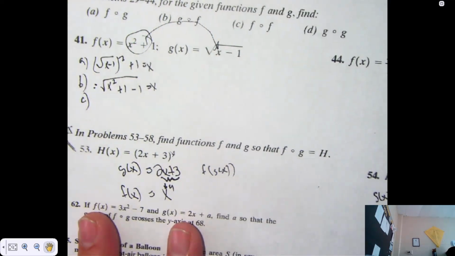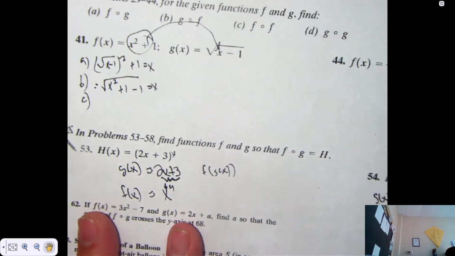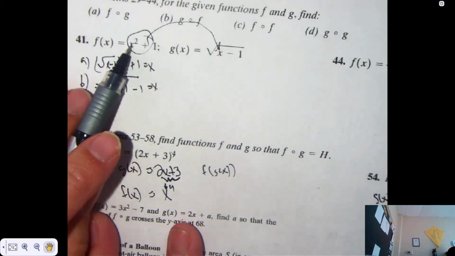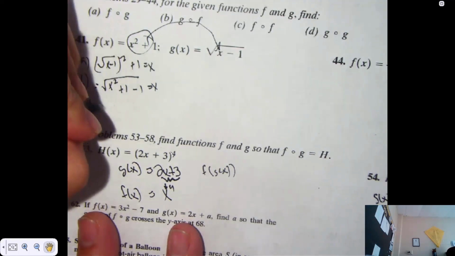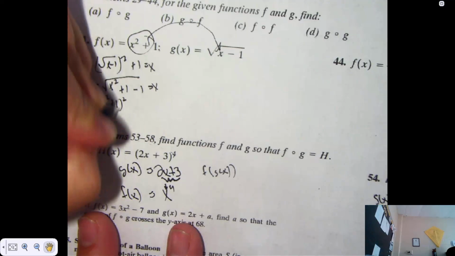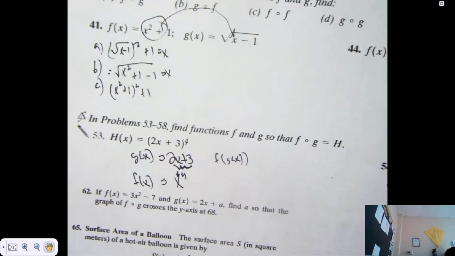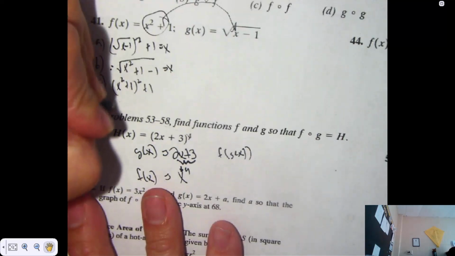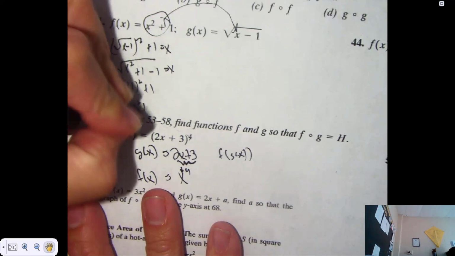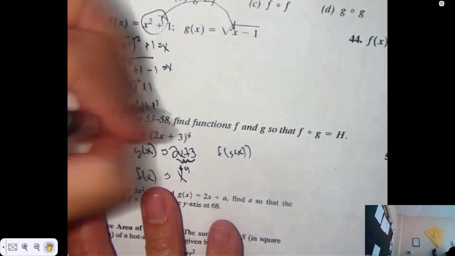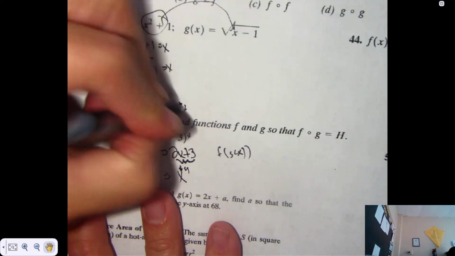C is f of f. That's actually one of the harder ones there is, because this x right here has to be replaced with x squared plus 1. So it's x squared plus 1 squared plus 1. How do you square x squared plus 1? You FOIL. You'd have x to the fourth plus 2x squared plus 1. And then that plus 1 right there at the end. So it looks like you'd have x to the fourth plus 2x squared plus 2.